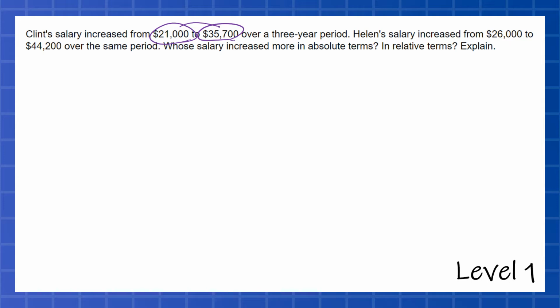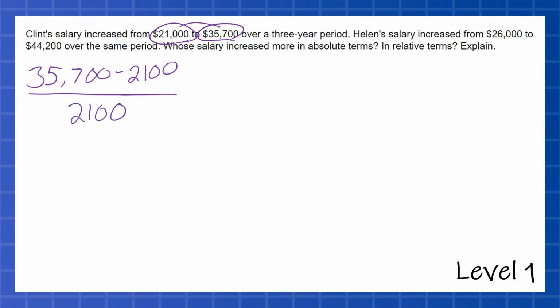So did he get a $35,000 raise? No, because we have to take his new salary, divide it by his old one after we subtract it. And so what we see when we do that is we get Clint's percent increase. And actually we got 0.7. So as a percent, we'd say that's 70% because we'd have to move it 2 decimal places.